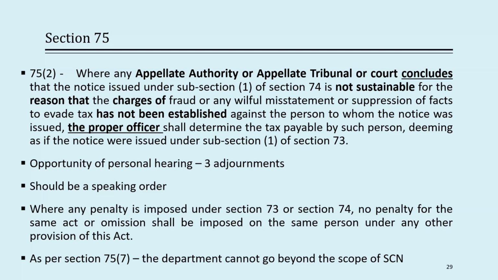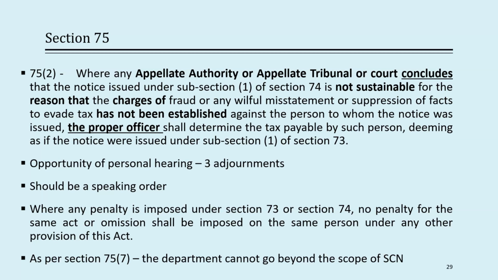He cannot say come on this day, or else I'll close it or else I'll pass the ex parte order. This cannot be done by the officer. He has to give me the adjournment if there is a sufficient reason by the assessee, and he needs to give 3 adjournments. Suppose that also if the assessee is not appearing, then he can pass a best judgment order, or an ex parte order can be passed by the officer.